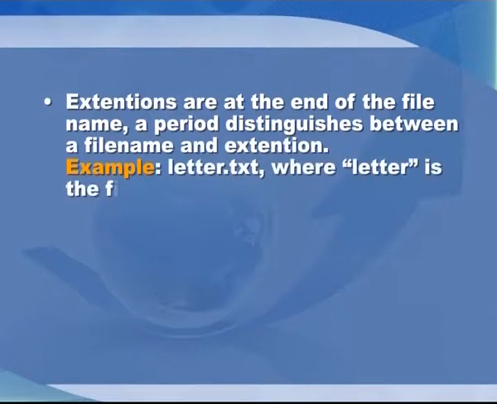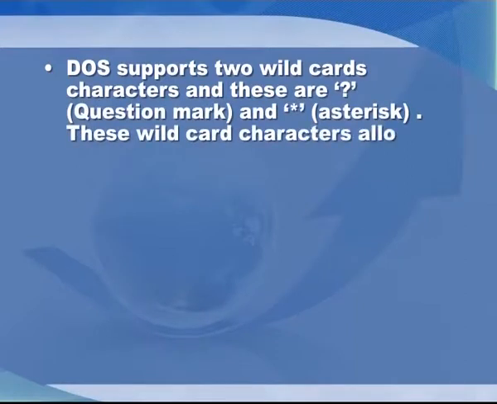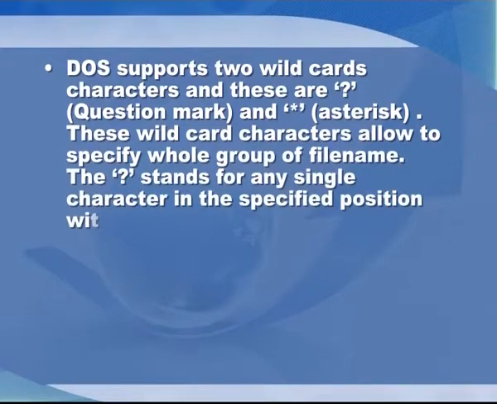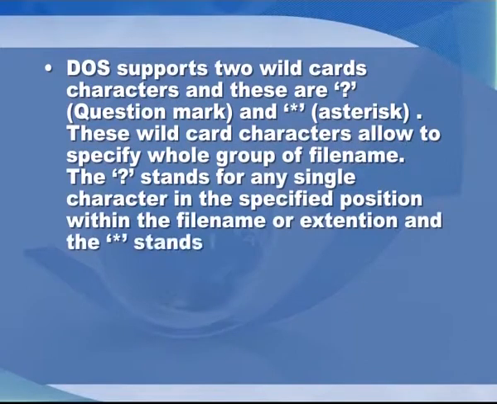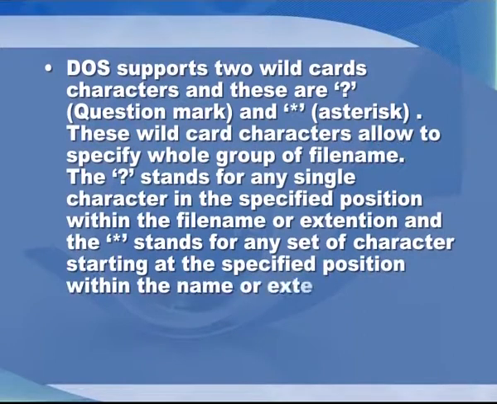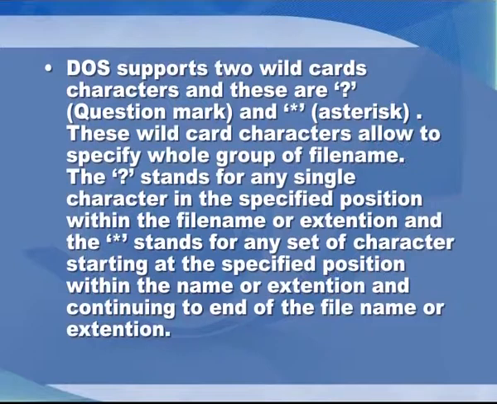Example, letter.txt, where letter is the file name and txt is the extension. Wildcard characters. DOS supports 2 wildcard characters and these are the question mark and the asterisk. These wildcard characters allow you to specify a whole group of file names. The question mark stands for any single character in the specified position within the file name or extension, and the asterisk stands for any set of characters starting at the specified position within the name or extension and continuing to the end of the file name or extension.